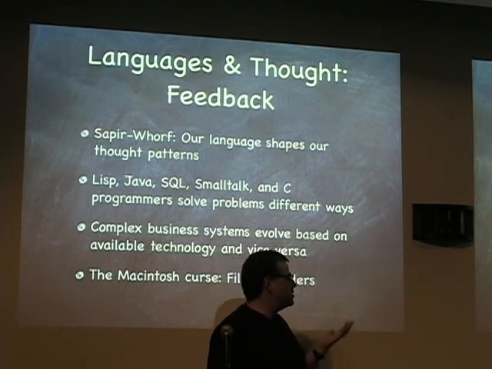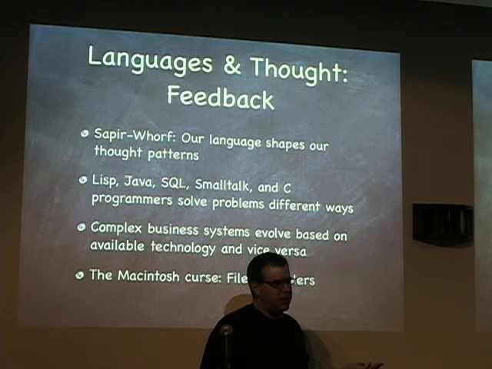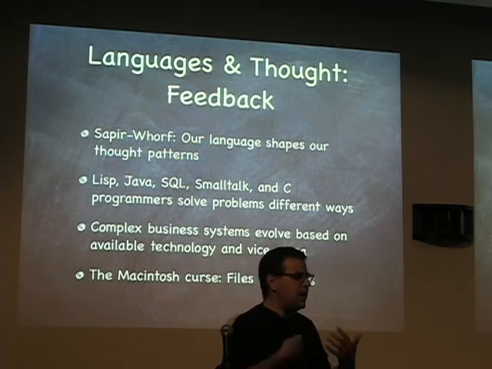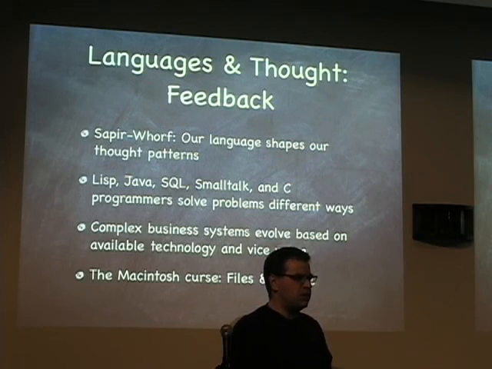Complex business systems evolve based on the available technology. You have paper invoices, you have to have filing cabinets. You move to computers, you move to the fact that information can be shared across distance. It changes your business processes.